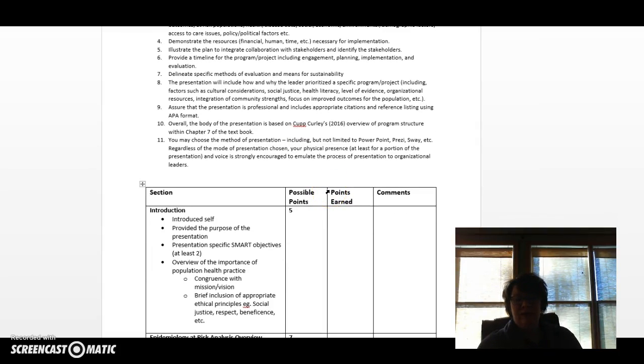Again, when we're doing this presentation, it's really important to have a physical presence as you're presenting your project, and this is based on what we're hearing from our advisory committees, that they really want leaders that have those strong presentation skills. So that's why this is built in within this course, to do those presentation skills.